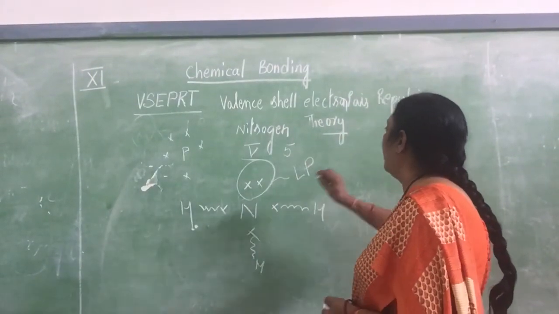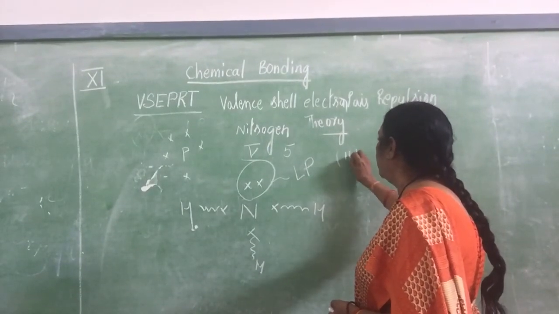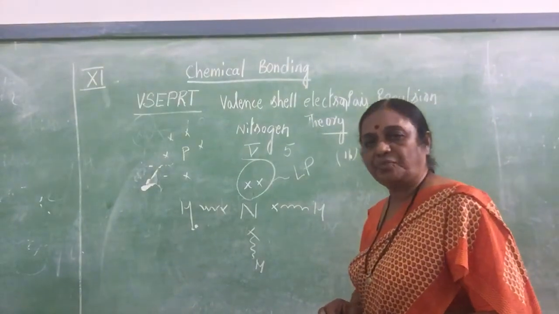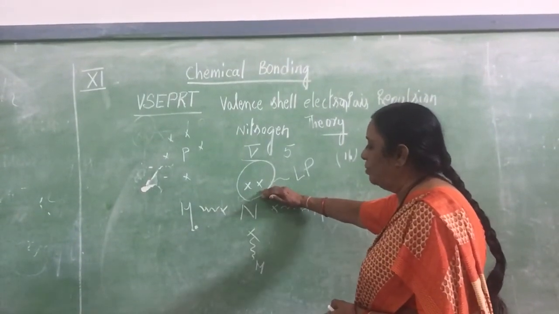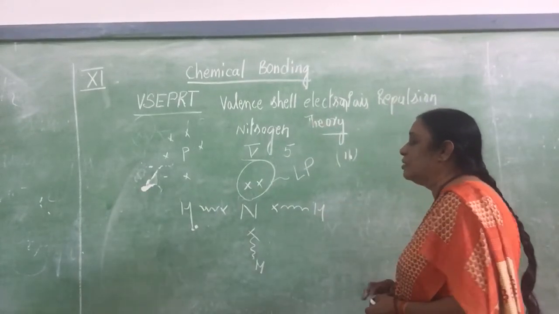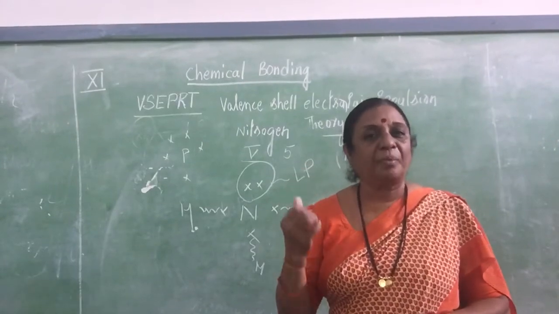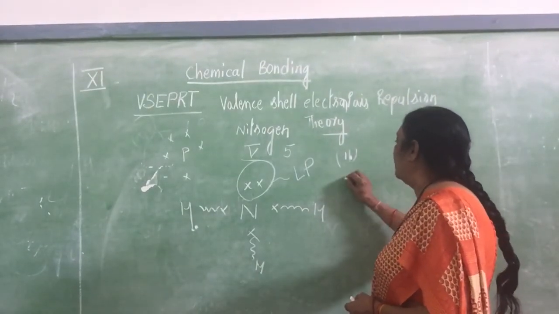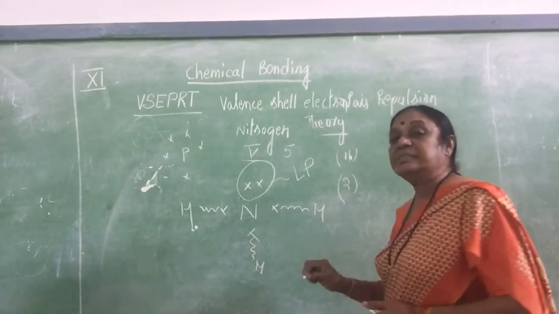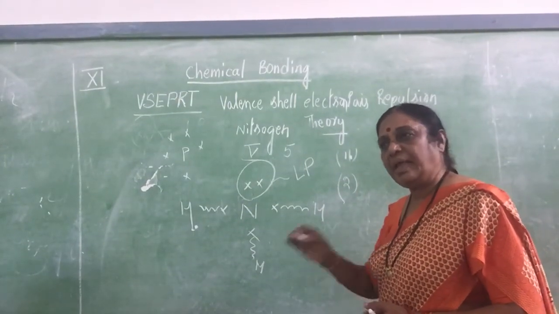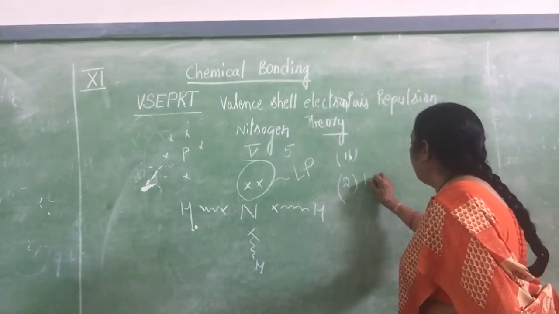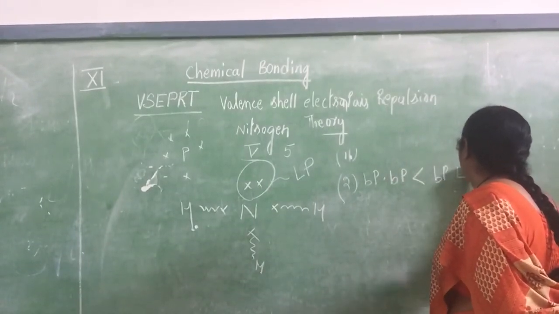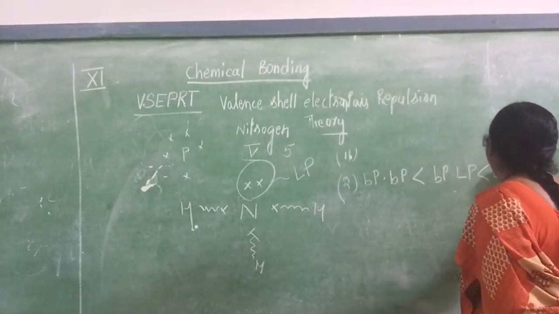So the first postulate according to the theory is that the unpaired electrons of the central atom make bonds with the unpaired electrons of the neighboring atoms. The lone pair, the electron pair which is not involved in the formation of a bond, is called the LP. So the LP will remain as it is. That's the first point. Now the second point, children, since the repulsive force acts between the electron pairs, the repulsive force of BP-BP is lesser than BP-LP, which is lesser than LP-LP.